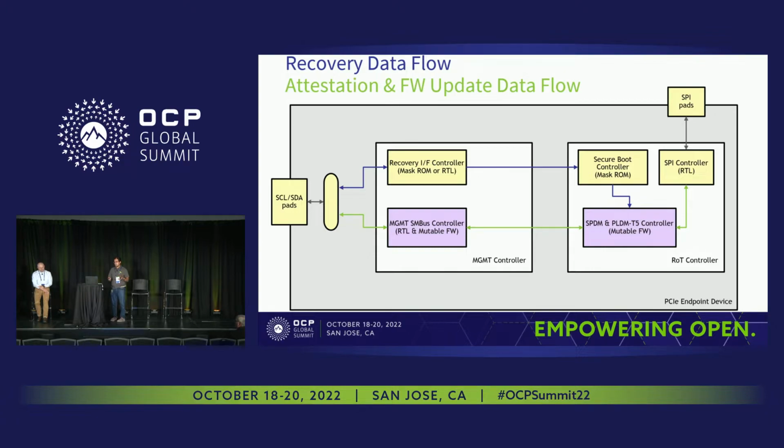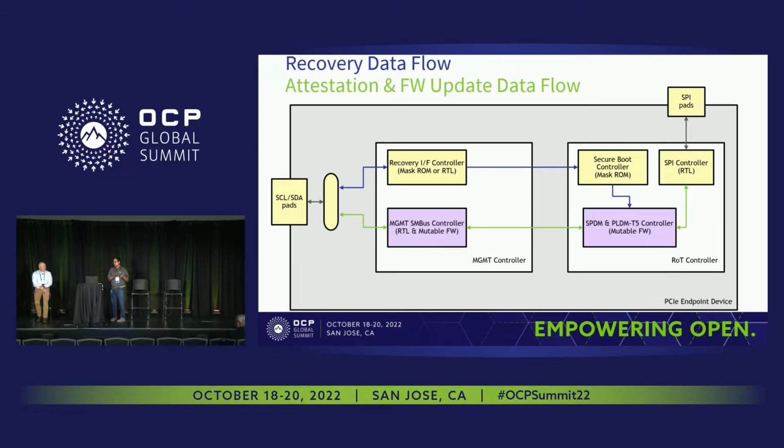So let's say the device needs to go into recovery. The recovery controller would be programmed to initiate loading of the recovery image. You see that on the top left with the blue arrows. And then that recovery image is passed to a secure boot controller that's implemented in the root of trust. And so that would be, for example, implemented in mask ROM as it's immutable. That authenticates the recovery image and then loads it as mutable firmware onto the root of trust. And then the root of trust implements attestation and firmware update.